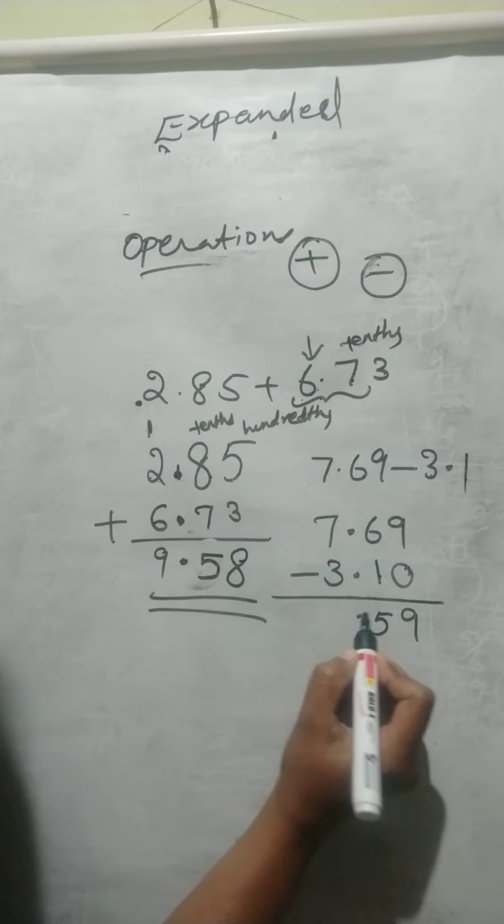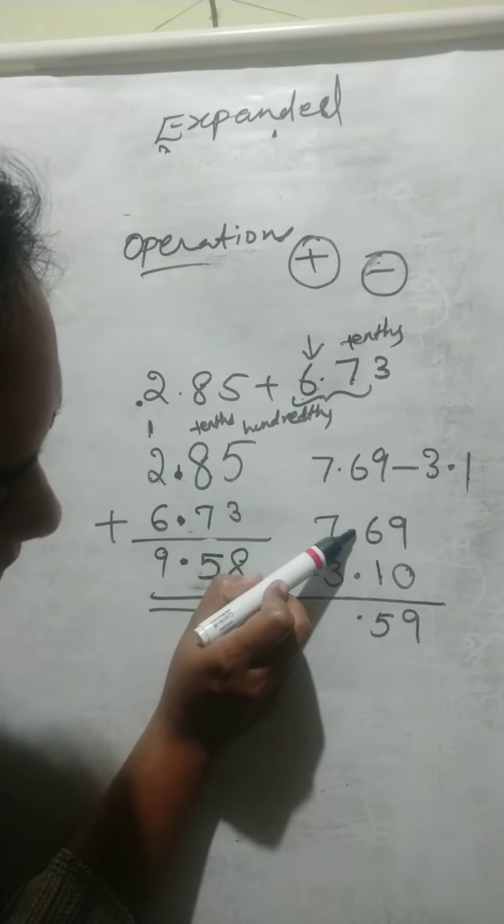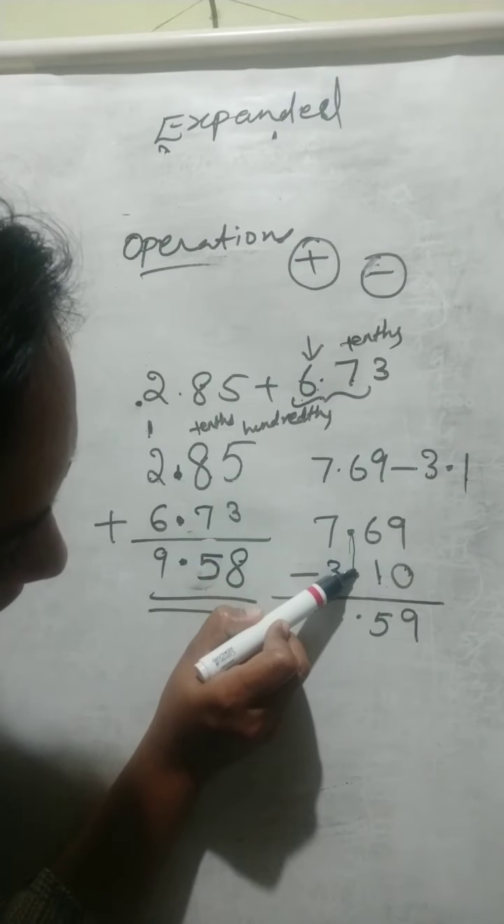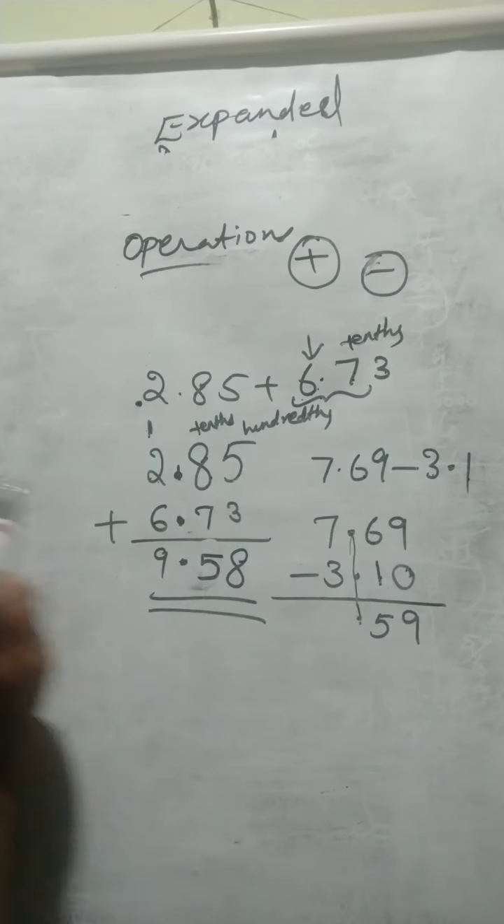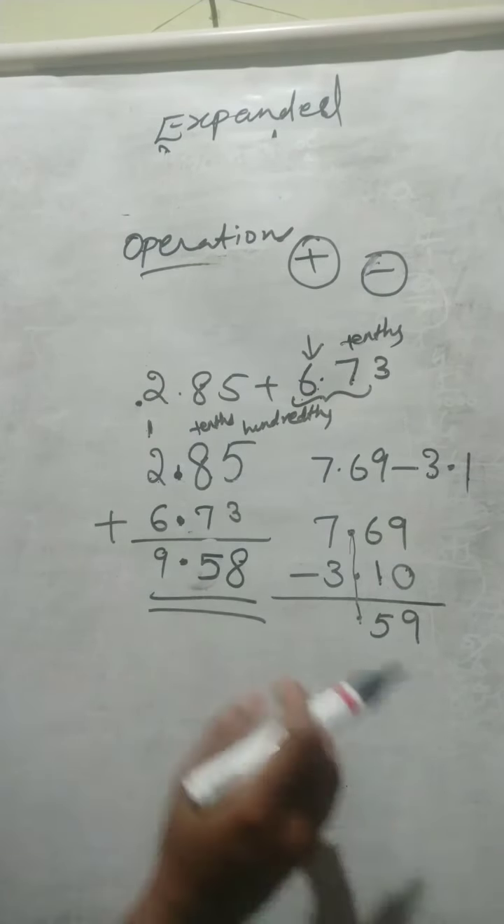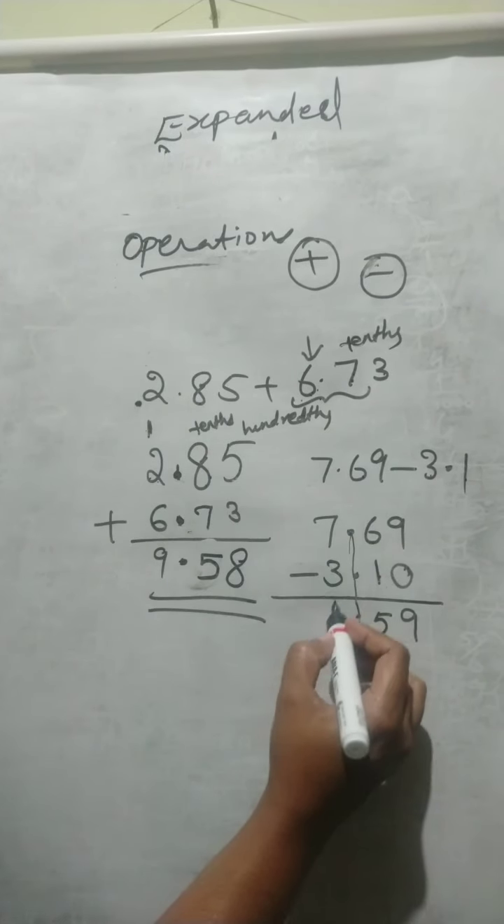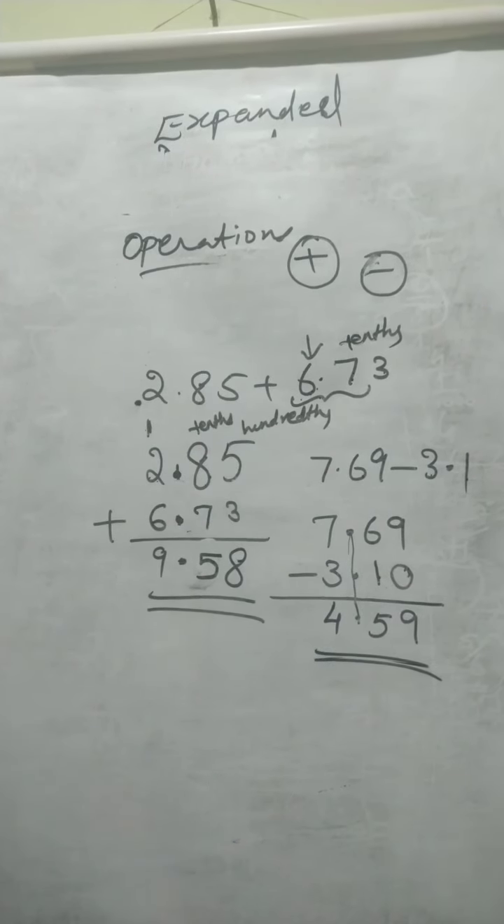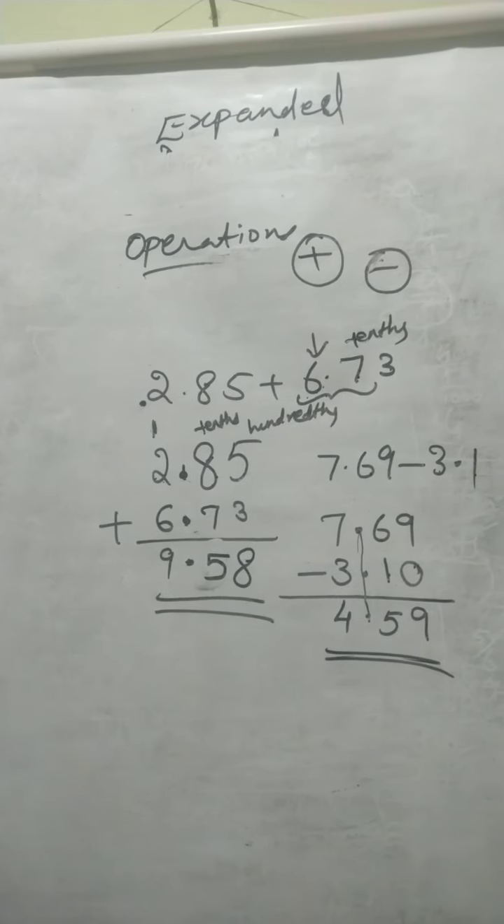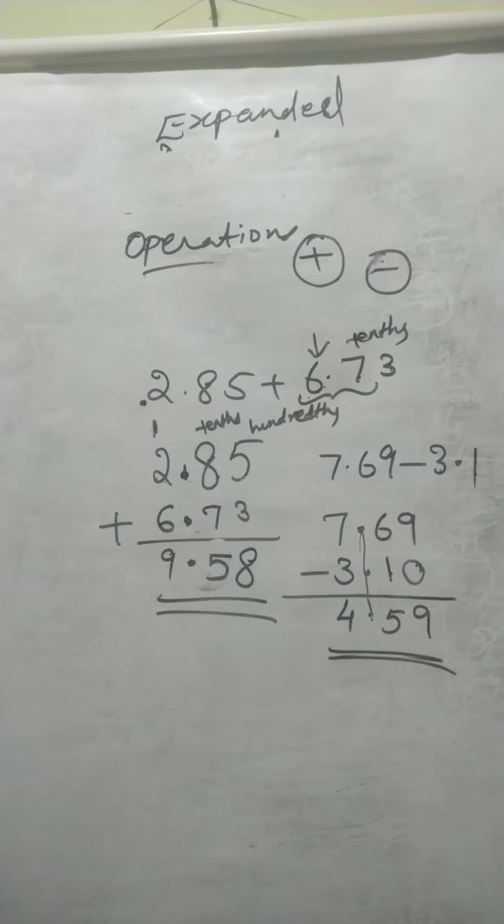Point. Now, I think it is easy for you to understand. The points are in one line itself. So, 7 minus 3, 4. So, this is the answer. Clear? It's very easy. I think now you got the idea about decimal numbers. Okay. Thank you.